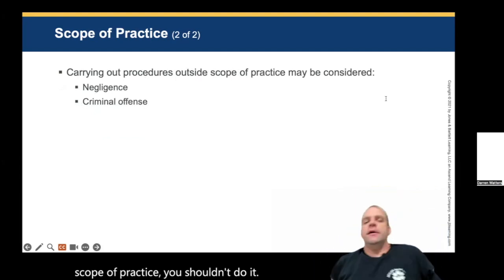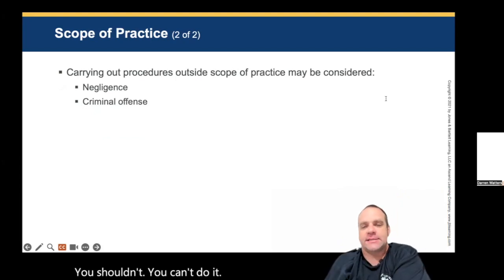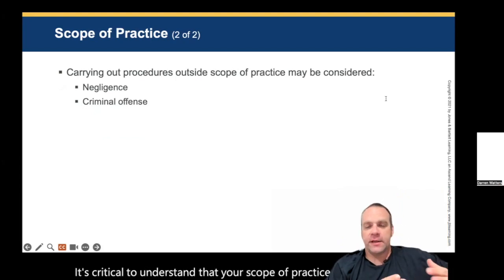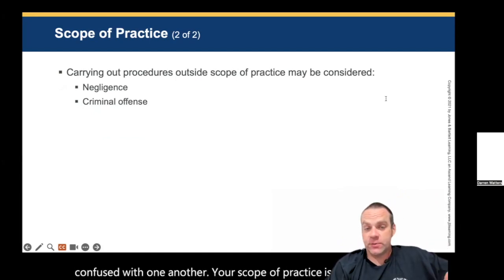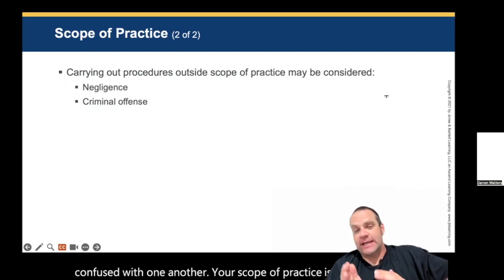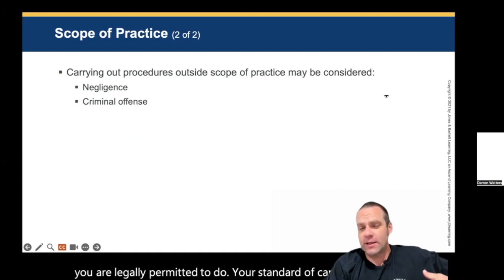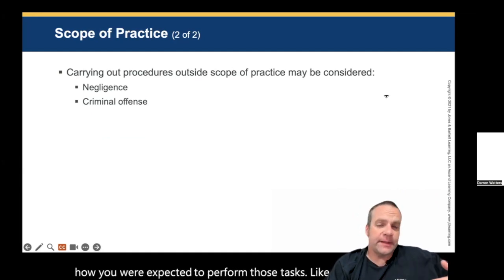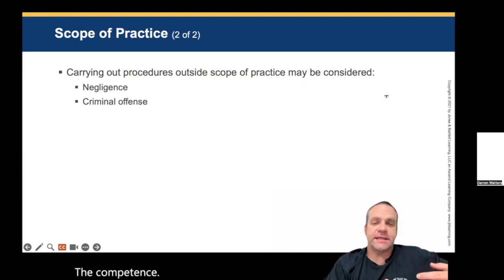It's critical to understand that your scope of practice is not the same as your standard of care, though they often get confused with one another. Your scope of practice is simply what you are legally permitted to do. Your standard of care, however, is how you are expected to perform those tasks, like the level of quality and the competence that your agency and the courts really expect from you.